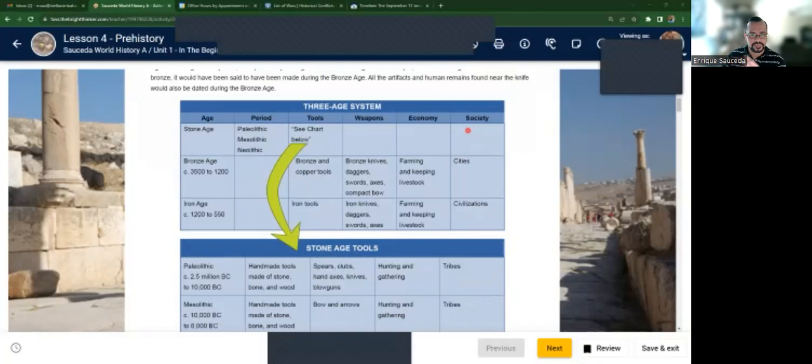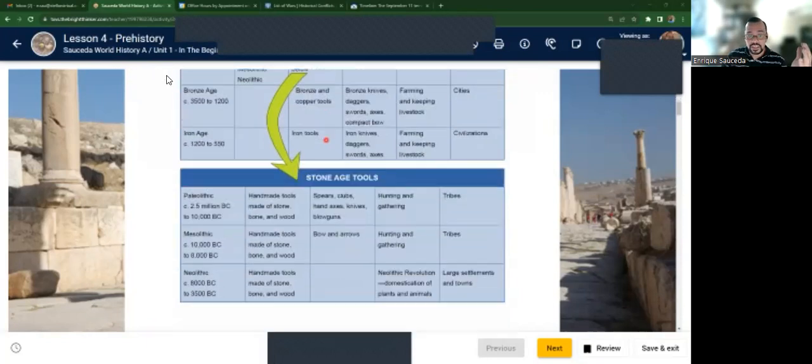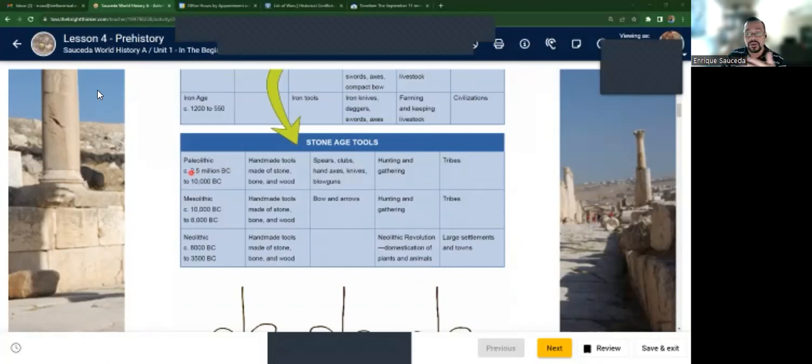And there's this chart here for us. The Stone Age period is known as the Paleolithic, the Mesolithic, and the Neolithic. We'll get to those later. Essentially, these are time periods throughout history. The Paleolithic period is from 2.5 million years before zero to 10,000 years before zero. They used handmade tools made out of stone, bone, and wood, used as spears, clubs, axes, and knives. And people would hunt and gather, right? So you lived in a tribe, you had hunters who would go hunt for animals, and you had gatherers to go gather wood, fruits, and berries.